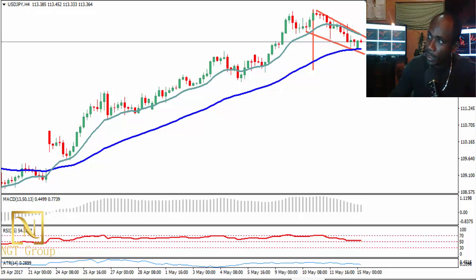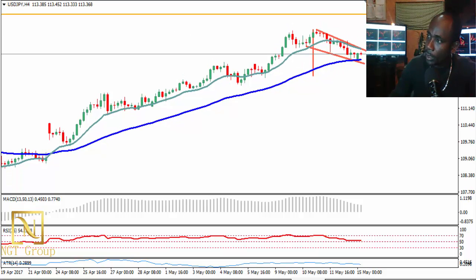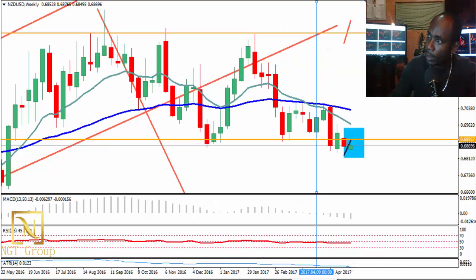Here we are now on the New Zealand versus the US dollar weekly chart, as we've been tracking this pair from the beginning of the month, and we can see that this week's candle was swing high and swing low. Swing high and swing low is qualified by a long wick at the bottom of the bar and a long wick at the top of the bar.